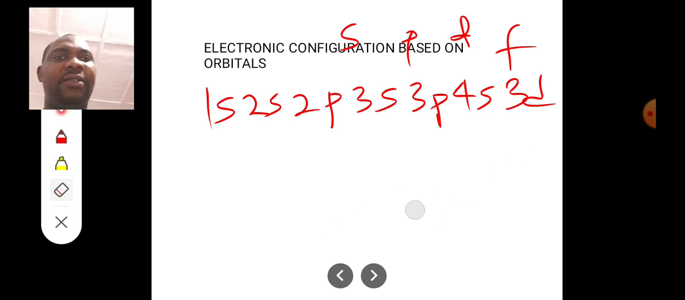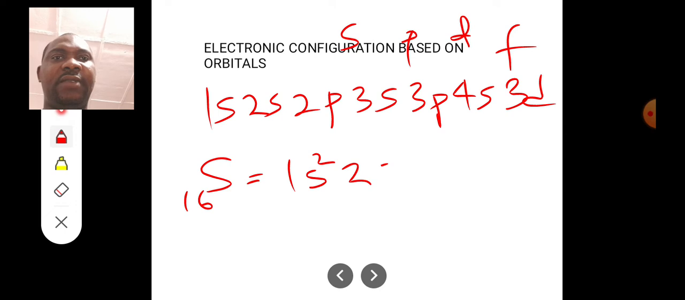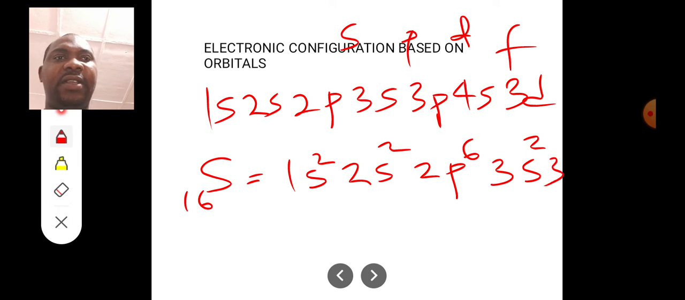Okay, let's give one more example. Let's write the configuration of sulfur. Sulfur is the 16th element. So this will be 1s2, okay, that's 2. After 1s is 2s, 2s2, making it 4. Then after that we have 2p6, making it 10. Then after that we have 3s2, making it 12. Then after that we have 3p, it should be 3p4 this time around, making it 16.